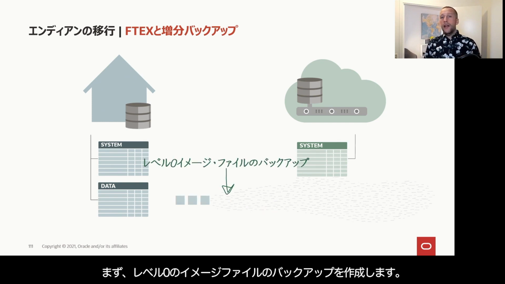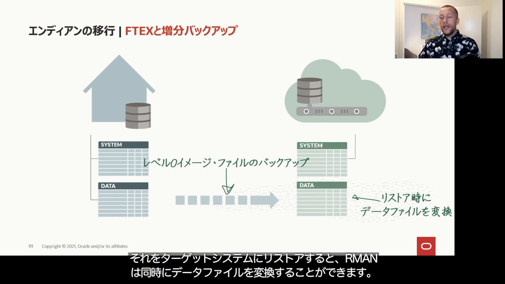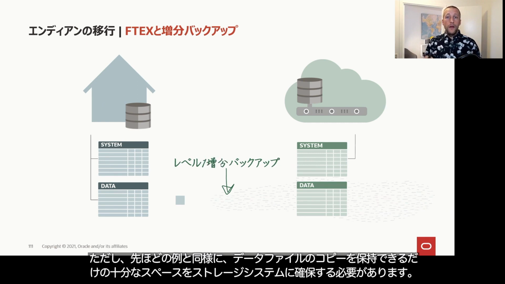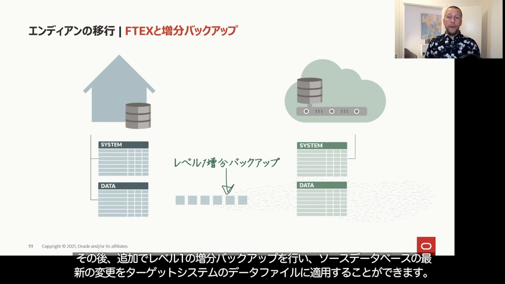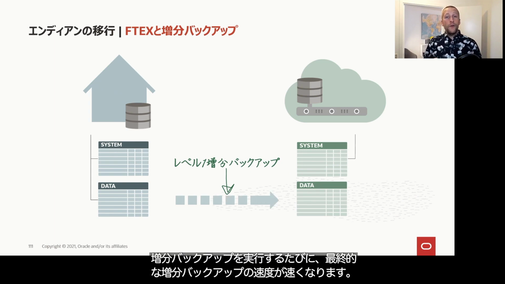First, we create a level 0 image file backup. And when we restore that in our target system, RMAN can convert the data file at the same time. But like with the previous example, we need to have enough room in the storage system to hold a copy of the data file. Then you can do an additional level 1 incremental backup and apply the latest changes from the source database to the data files on the target system. And you can do an additional level 1, and you can keep doing that as often as you like. For each incremental backup you perform, the faster the final incremental backup will be.